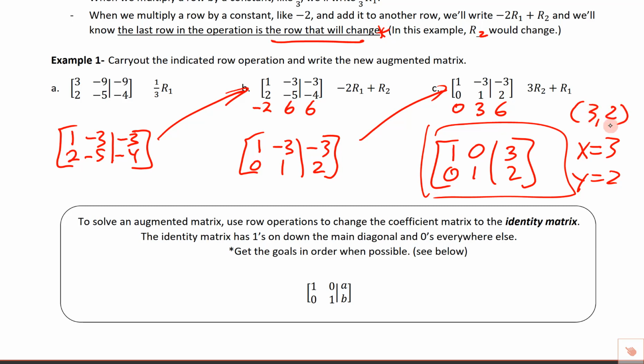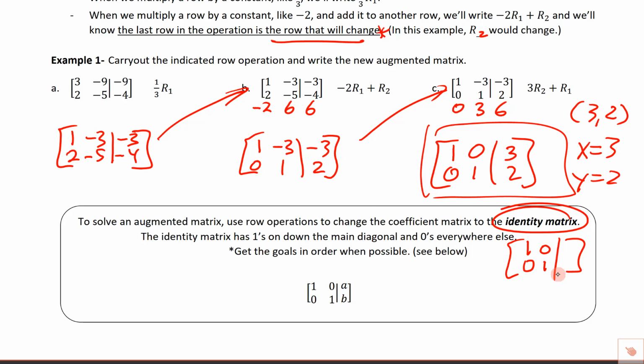We weren't even thinking about lines. We weren't really thinking about x's and y's. We were just kind of playing a game here and making this look like this. That would be easier. This happens to be called reduced row echelon form. This right here is called an identity matrix. We'll get to that again. As a name, it's called reduced row echelon form.